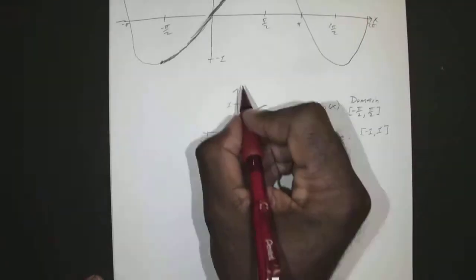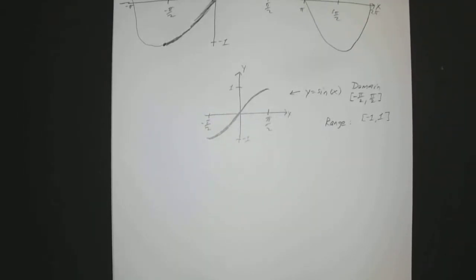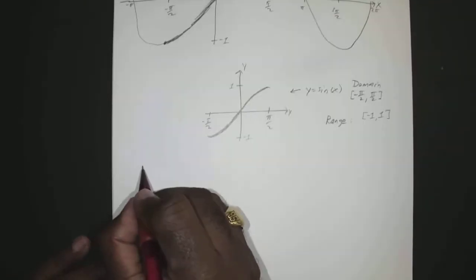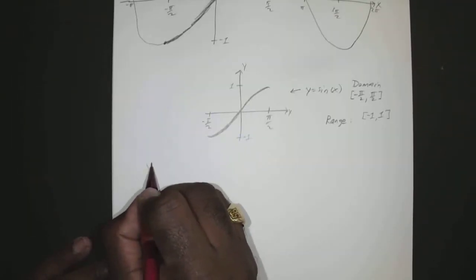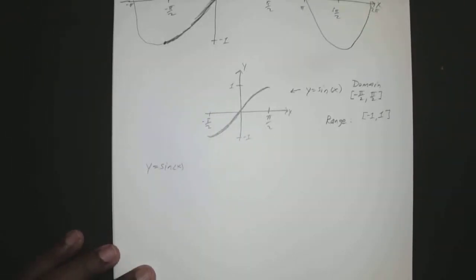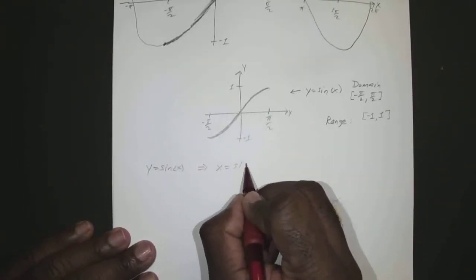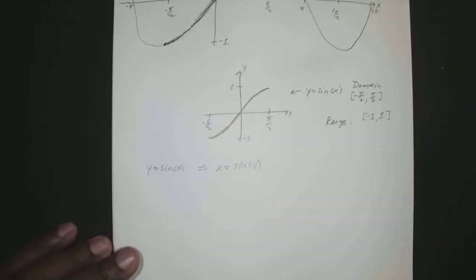Okay, so remember, this is your x, this is your y. Now, if you remember the steps for an inverse, you interchange your x and y, and you solve for y. So that means your y equals sine of x. Once we interchange your x and y, that gives us x equals sine of y. So now we have to solve for y. If you remember, the inverse of a function cancels it out. So what we're going to do is apply sine inverse to both sides.